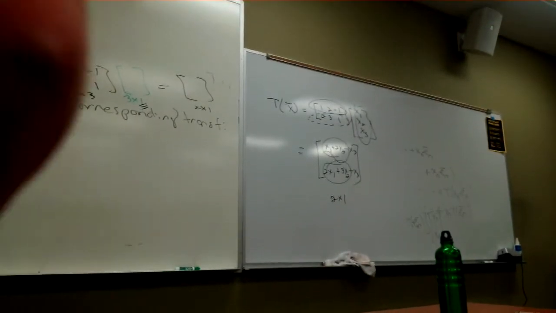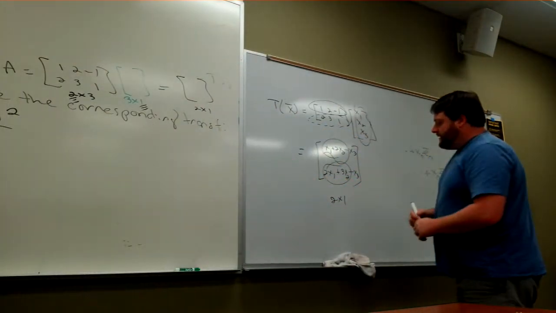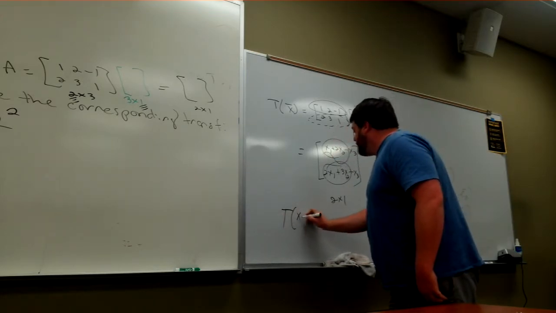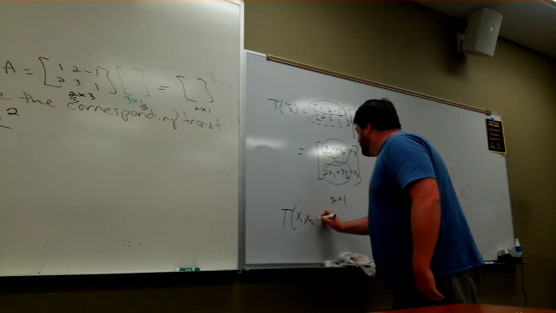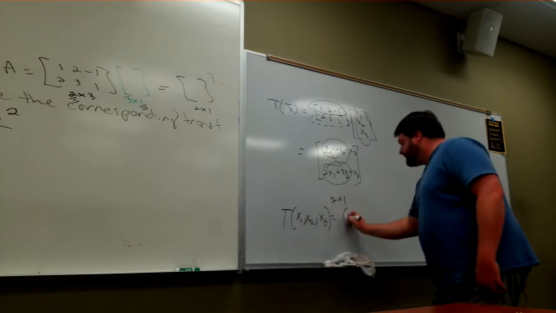The book generally writes the answer like this. They take you through all these steps, right? And then the book would write the answer like x1, x2, x3 equals.